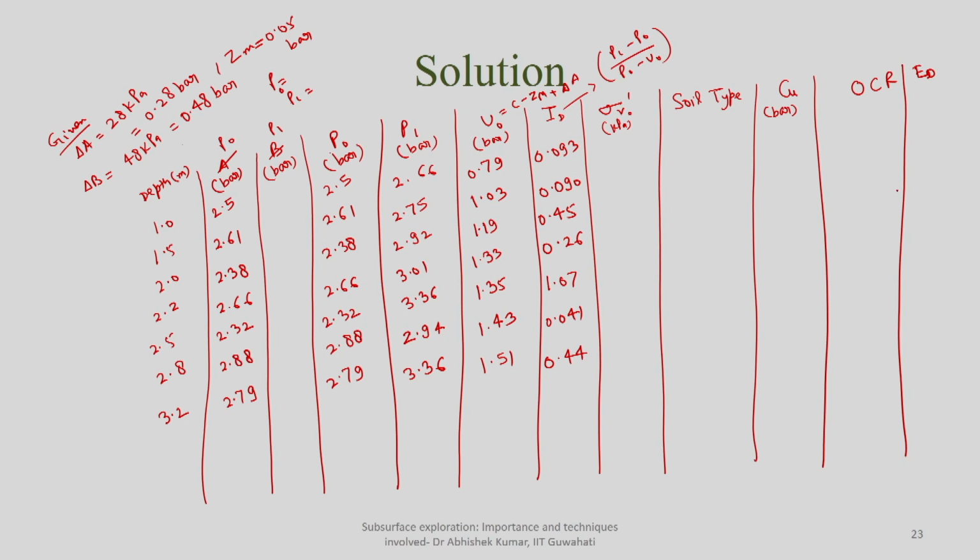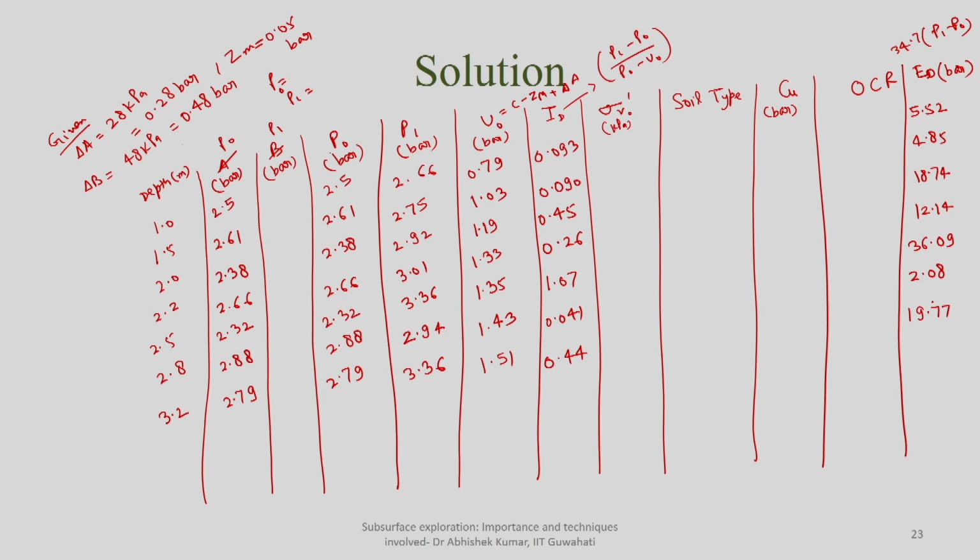So I am calculating the value of ED, which is given as 34.7 (P1 minus P naught). Again this value is in bar. I am directly writing the values here: 5.52, 4.85, 18.74, 12.14, 36.09, 2.08, 19.77. These are the values of ED.